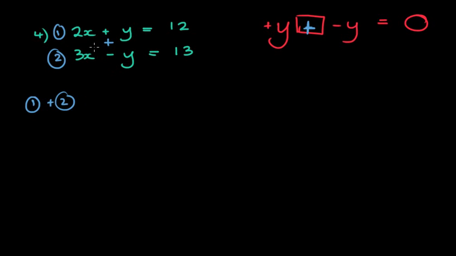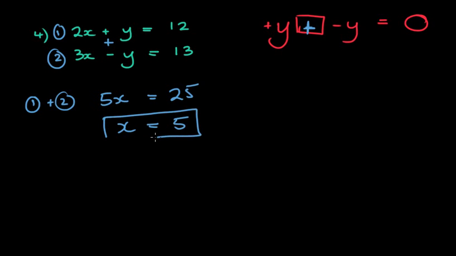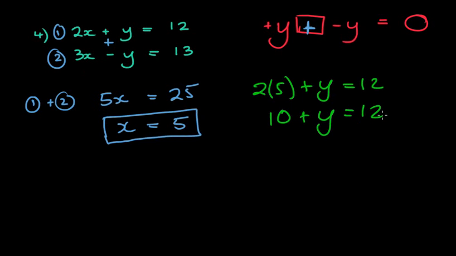2x plus 3x makes 5x. Y plus negative y is 0, cancels out. 12 plus 13 makes 25. So x is equal to 5. Now that I've found that out, let's substitute it back into the first one. 2 lots of 5 plus y equals 12. 10 plus y equals 12. Therefore, y is equal to 2.